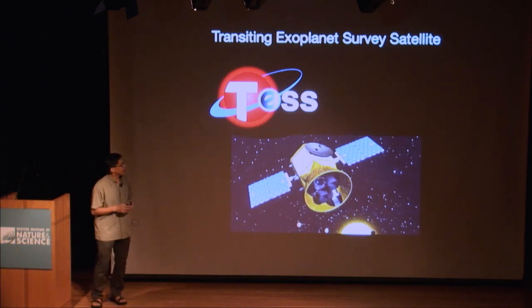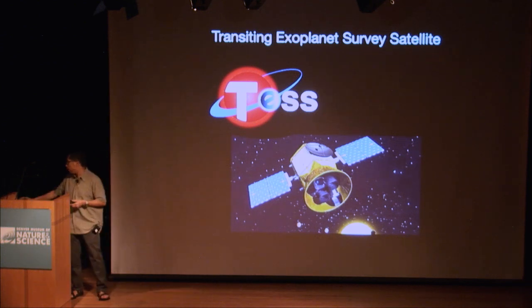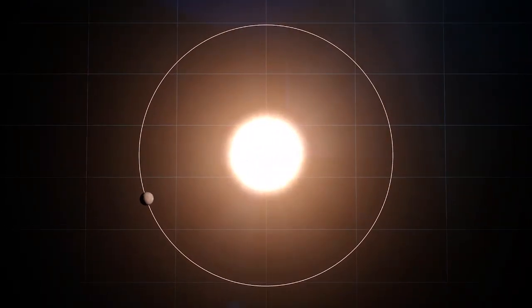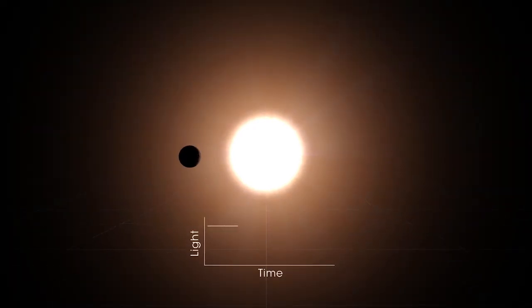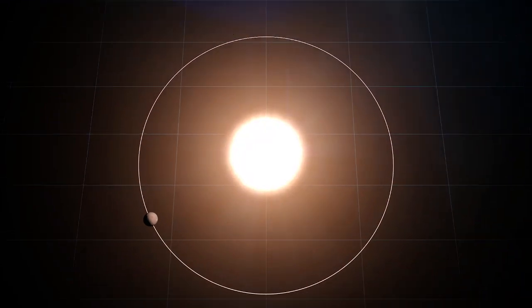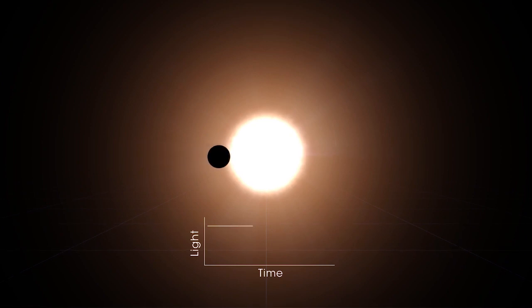So TESS is a spacecraft that is the successor to Kepler, and this is an explanation of how the transit method works. And basically what you're relying on is a planet that's orbiting with the plane in our line of sight. And as the planet passes in front of the star, you actually see a dip in the brightness of the star. And so over time, depending on how big this dip is, you get an idea of how big the planet is relative to the diameter of the star.